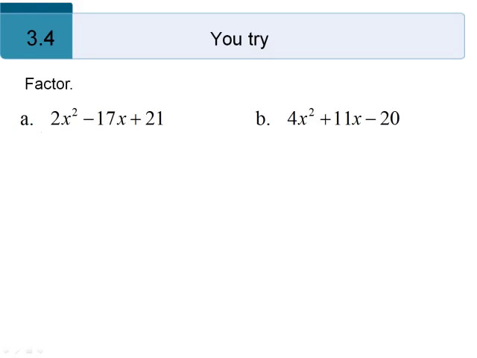Hello everyone, this is Math 0028, Section 3.4, the U-Try problems. So I think we've got about 4 problems to do on the U-Tries today. This section is all about trial and error.